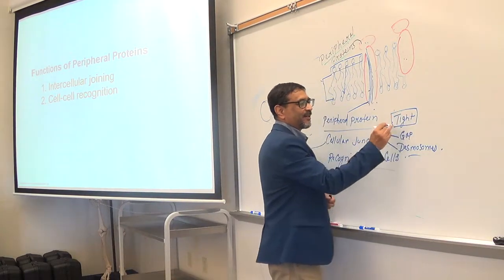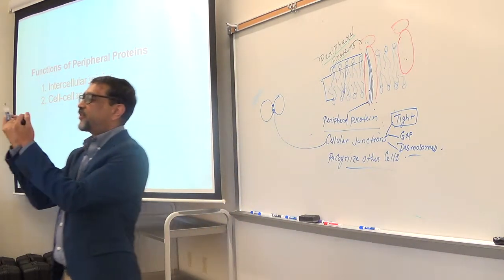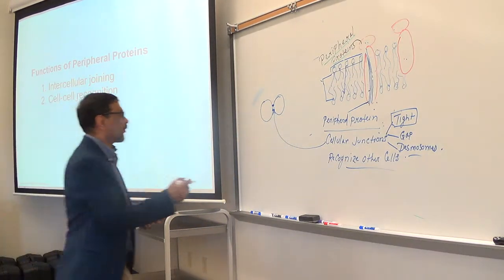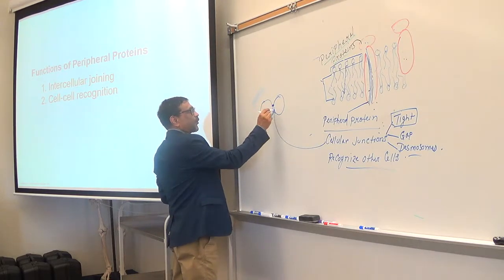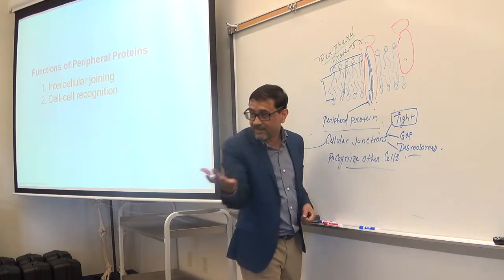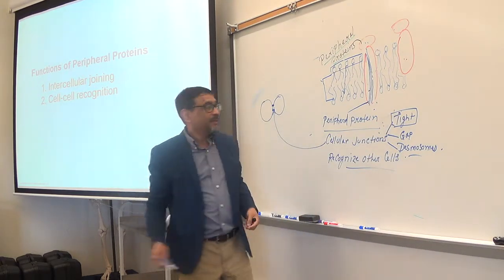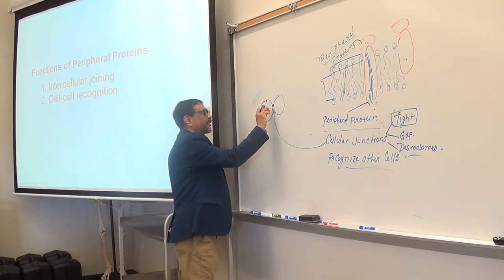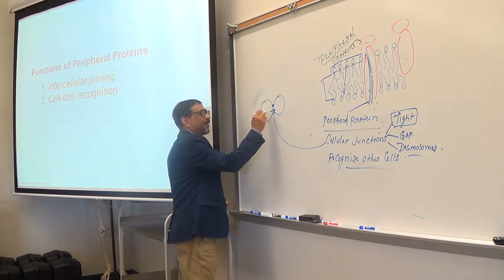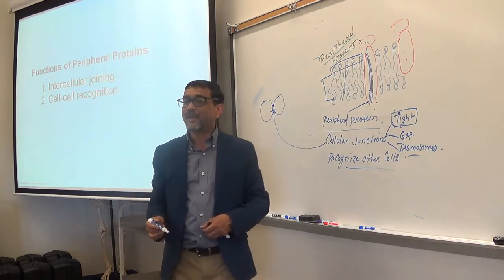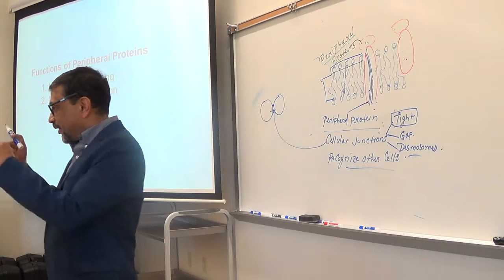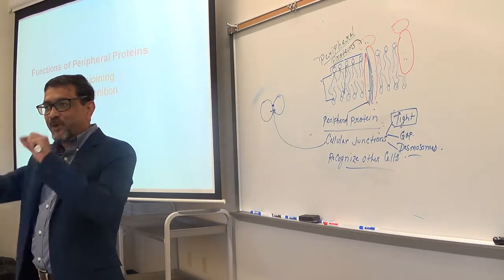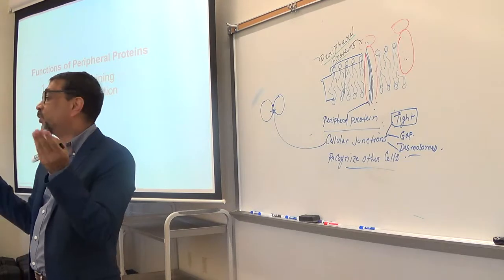Tight junctions are like heavily sealed junctions. So almost no chemicals are allowed to pass through tight junctions. That's why they are called tight. Okay. Gap junctions, if you see the structure of a gap junction, you'll see a tiny hole is present. So the molecules can easily pass through the gap junctions. Make sense? Gap junctions have channels or pores. So the molecules can pass through the gap junction. That's why they are called gap.